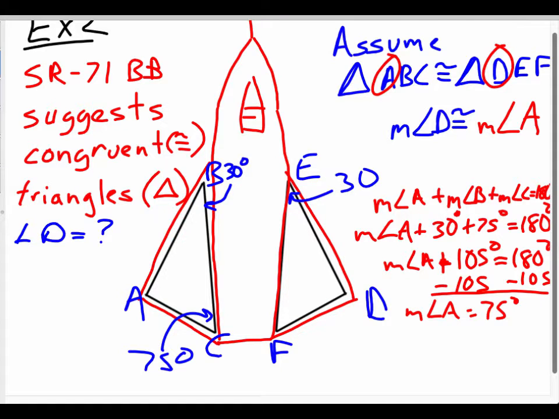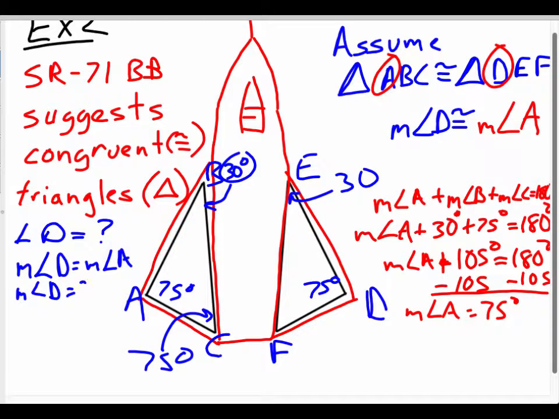And to quickly check, if this is 75 degrees, what's 75 plus 75? 150 plus the 30 is 180, so that works. So then this should be 75 degrees. So we would say that the measure of angle D is equal to the measure of angle A, or the measure of angle D is equal to 75 degrees. Does that make sense?